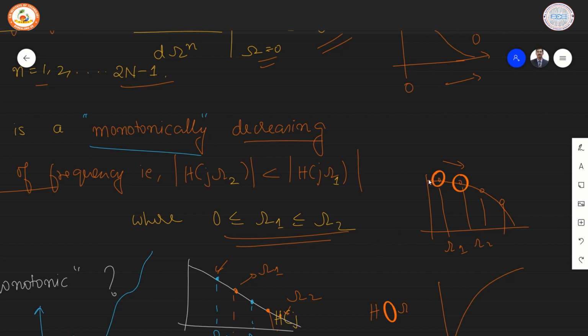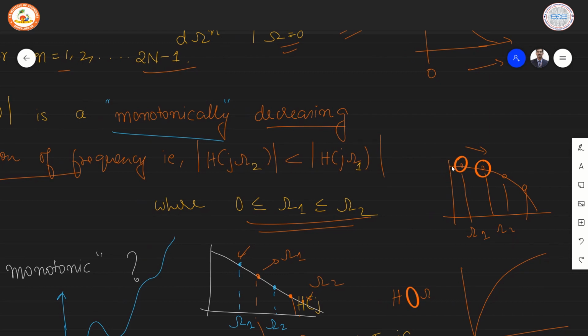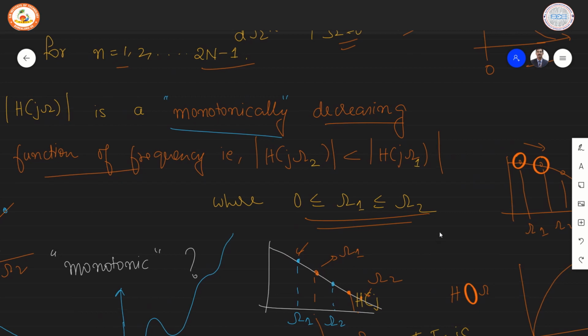And since the frequency increases, the observation is very simple. If the gain is decreasing, it is continuously decreasing. You can never have a rise and fall. It always falls. And if it is rising, it should be continuously rising. So in this case, since it is falling, we call it a monotonically decreasing function of frequency.